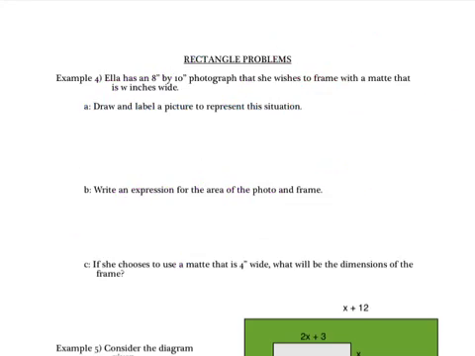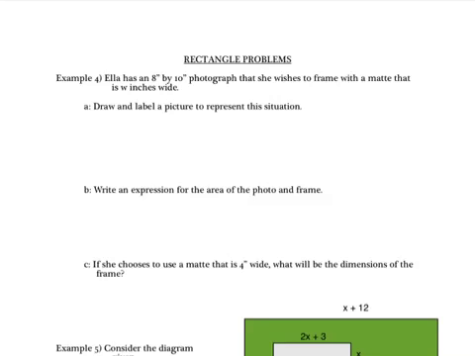Okay, let's look at the other side. The other side talks about some applications, some ways that you would be using this method. Again, these are sort of oversimplified situations because you're just starting out with this process, but there are some real practical uses to having to do something like this. So, Ella has an 8 by 10 photograph that she wishes to frame with a mat that is W inches wide. Okay. So, draw and label a picture to represent this situation.